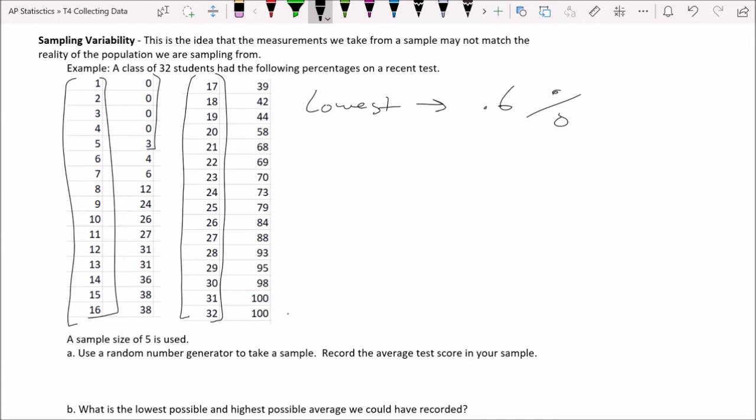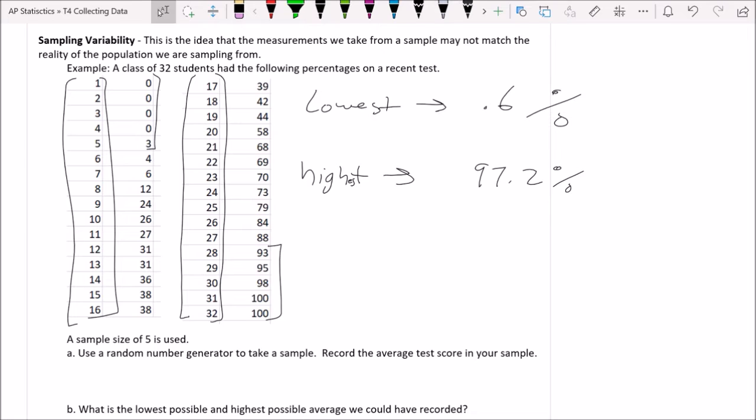And then the highest, it is possible that with random sampling, you could end up taking these 5 highest. If you did that, I'm going to need to use my calculator to add that up. And so the highest possible you could get is 97.2. You could have a sample mean as high as 97.2%, which clearly is not true. Just glancing at the data, you can see the average test score is not 97%. So you see how even with randomization, you could still get really wonky results.